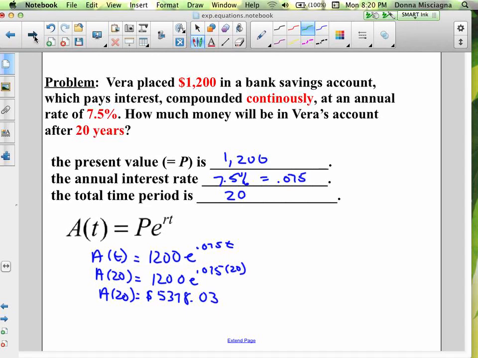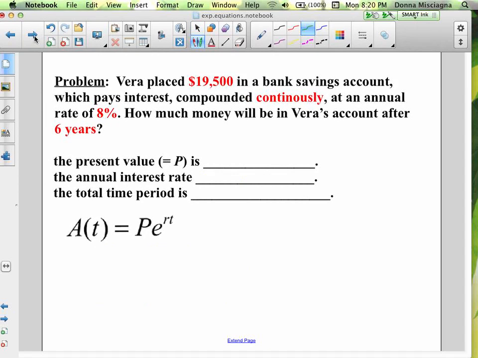All right, I think I've got three here, and I have just one that's in your notes. Now she's got $19,500. Vera's got a little bit more money. The interest rate is 8%, so that means R is going to be 0.08. And the total time period is 6 years. She's keeping it a little longer. That's a pretty good interest rate.